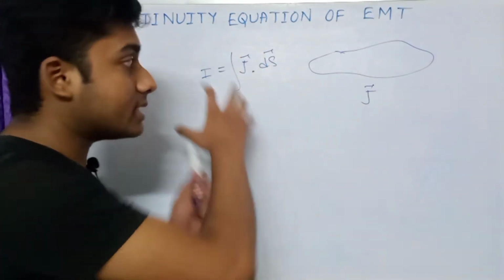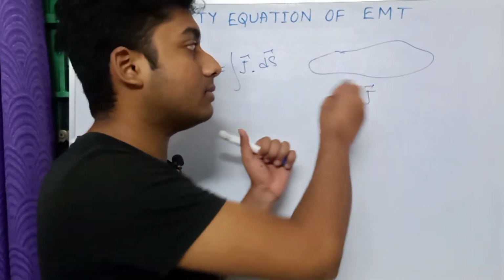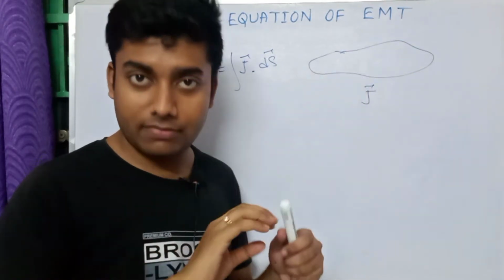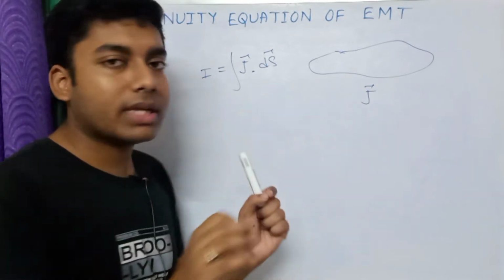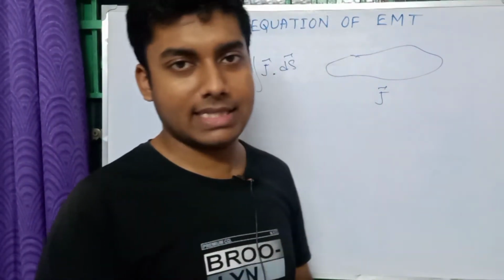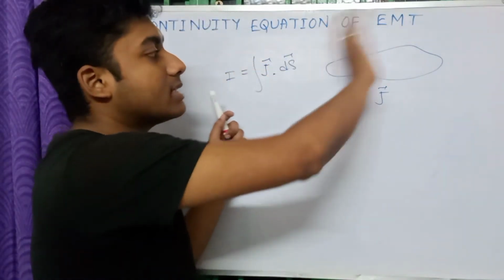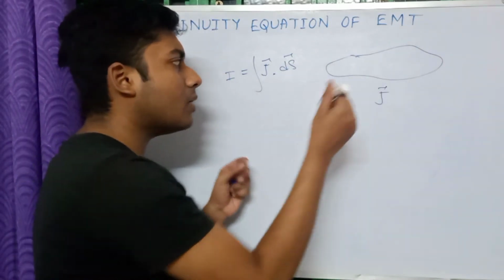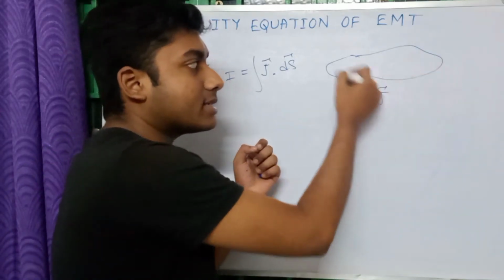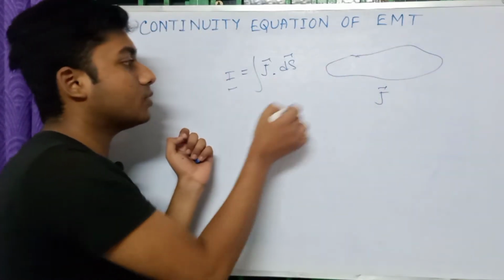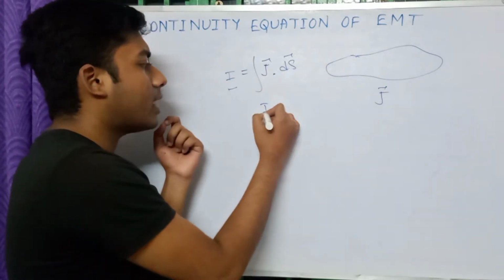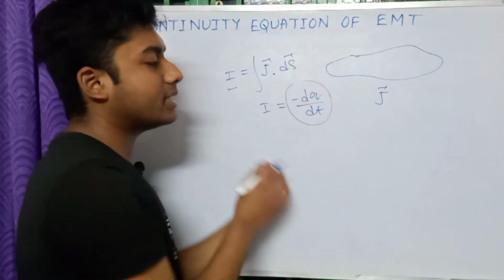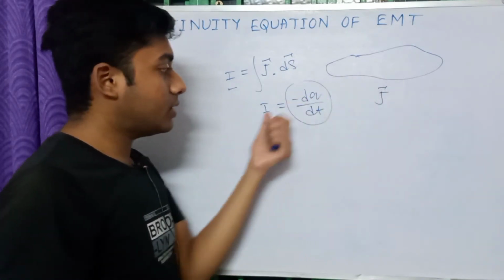Now this is the current, that is the flow of charge, the amount of charge which is flowing out of this surface, denoted by I. And from the local conservation of charge, I can say that this amount of charge flowing outward is equal to the decrease in charge within this region. That is, I is minus dq over dt. Here dq over dt is the decrease in charge within this region, which is equal to I.